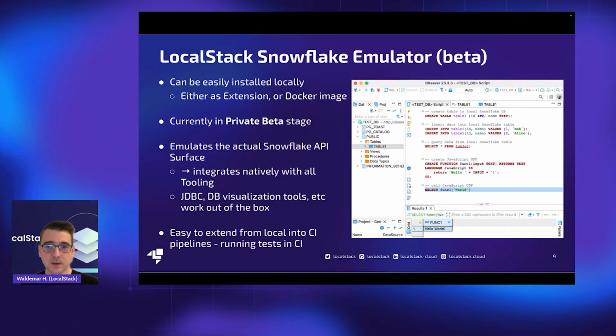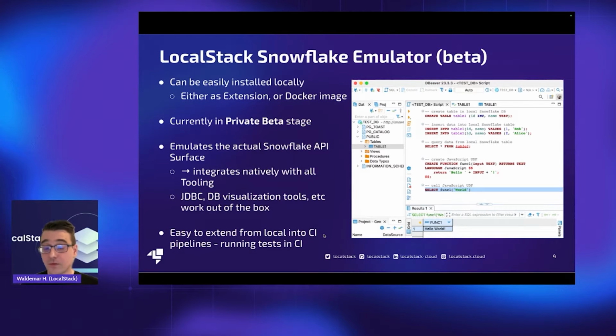So in a nutshell, this is a first beta version of this emulator that we're going to showcase today. It can be easily installed either as an extension in LocalStack in an existing container or as a separate Docker image that we provide. It's currently in private beta stage, so please get in touch with us if you're interested in trying this out. And what we do is we emulate the actual Snowflake API surface to provide the same functionality as a real Snowflake system, which then allows you to bring your own tools, things like a JDBC driver or a database visualization tool, like we can see here on the right-hand side. And we'll see this in just a second in the live demo.